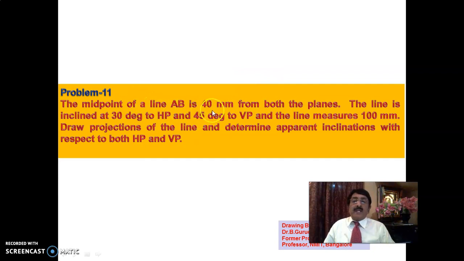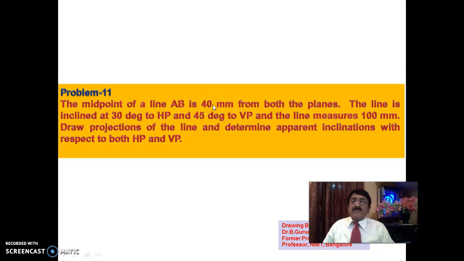Here, the midpoint of a line AB is 40 mm from both the planes. The line is inclined at 30 degrees to HP, 45 degrees to VP. The line measures 100 mm. Now you see here, this line is referred to the midpoint, not one end point. Please understand, this line is referred to the midpoint.